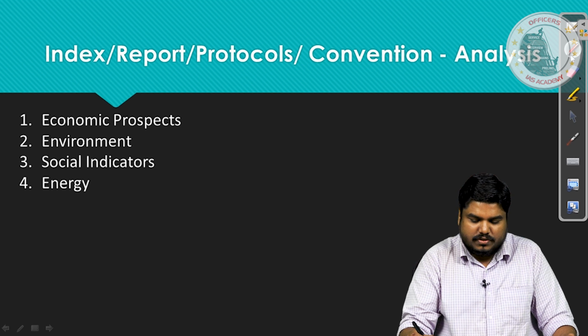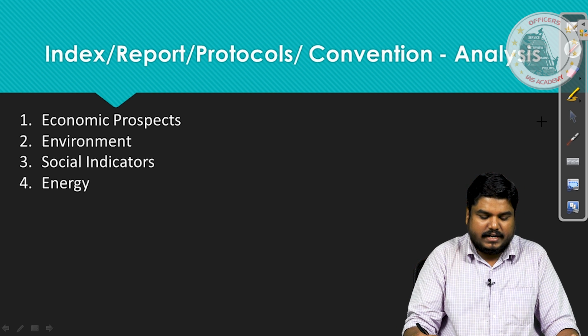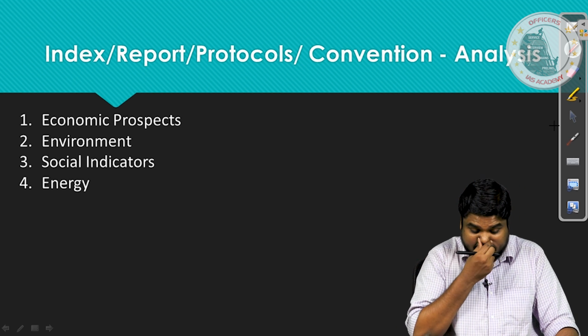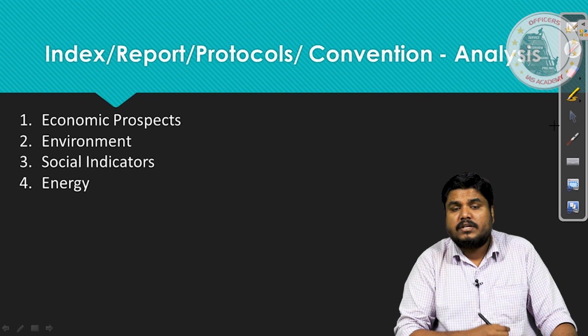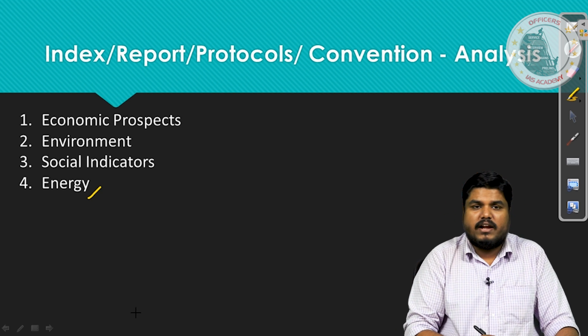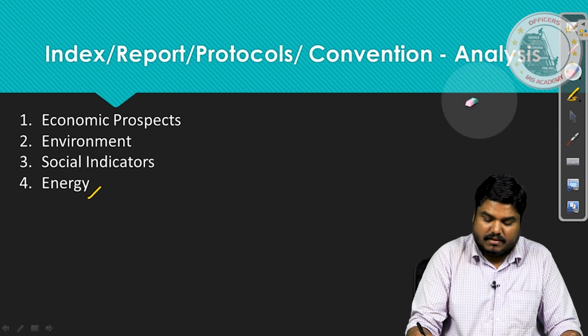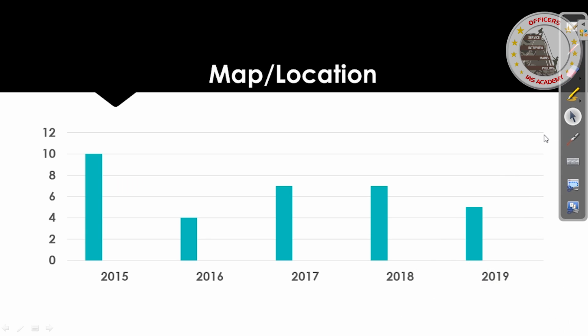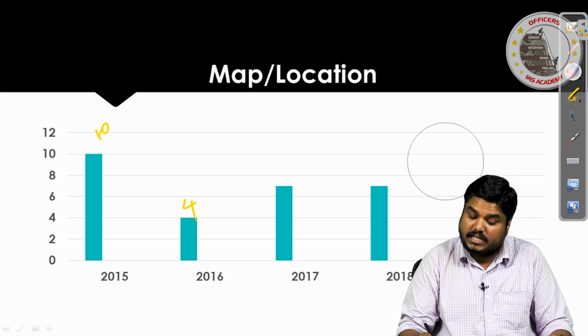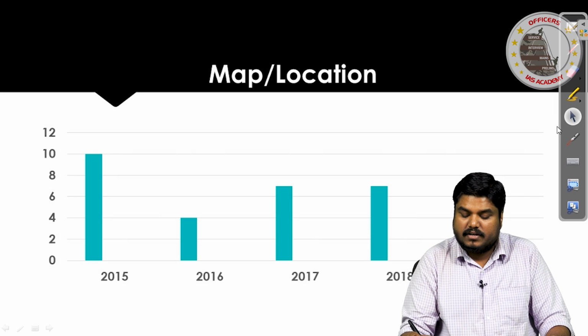So, what we understood is that UPSC is focusing on index, report, protocol, convention, which come under economic prospects, environment, social indicators, or anything related to energy, which becomes very important. The next topic is regarding maps and locations. The minimum number of questions asked is 4, maximum is 10. So, we can comfortably expect around 5 to 6 questions in the 2020 prelims.